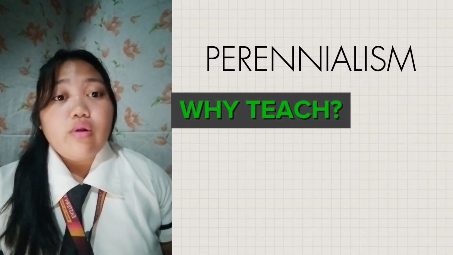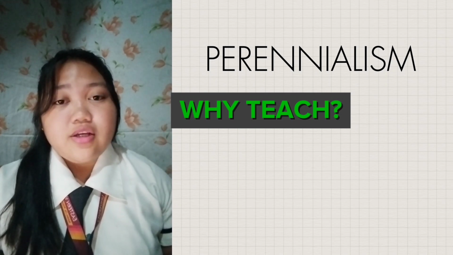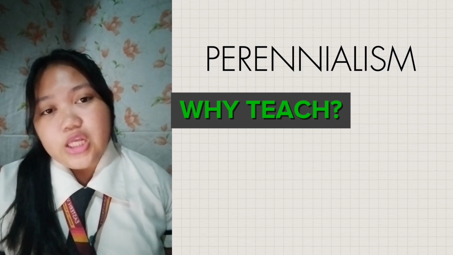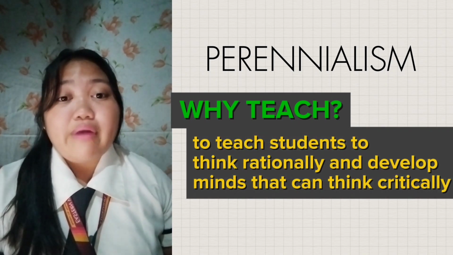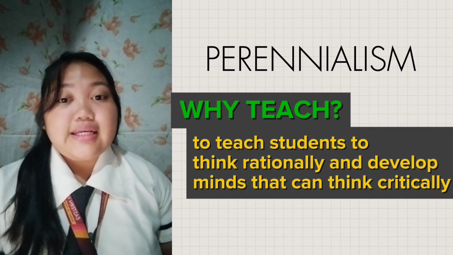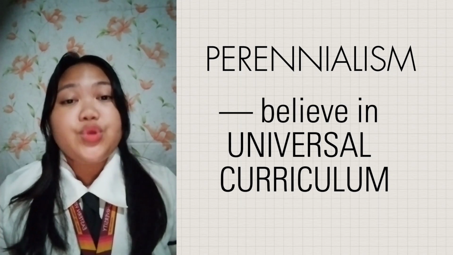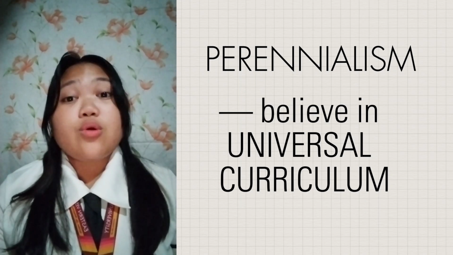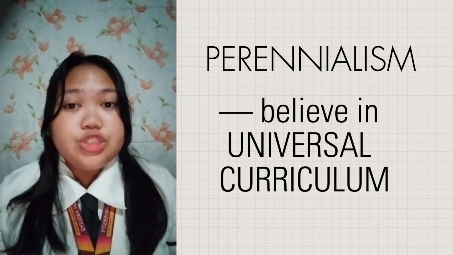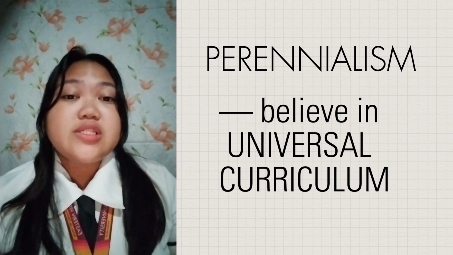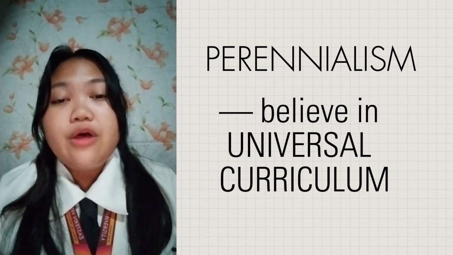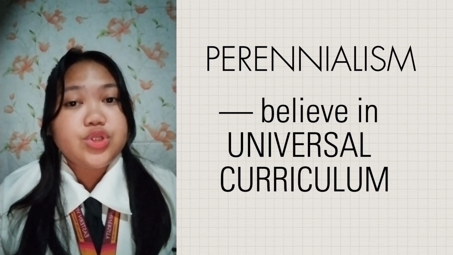So what is the goal of a perennialist education? The goal of a perennialist education is to teach students to think rationally and develop minds that can think critically. Perennialism believes in a universal curriculum, that there is a core set of knowledge considered to be universal truths which is important for everyone to learn regardless of their background or future goals.